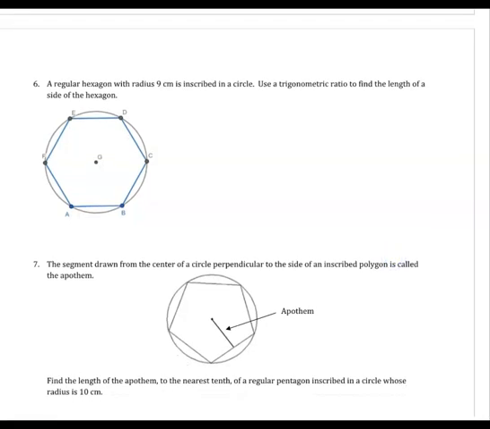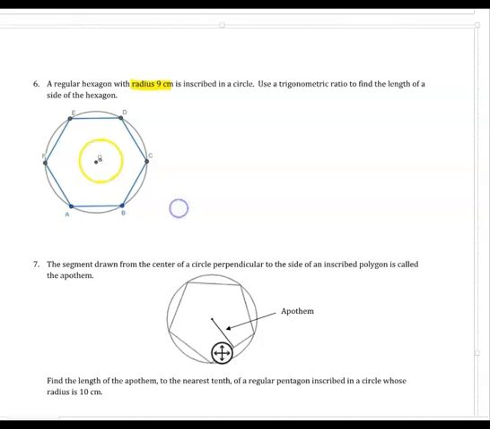A regular hexagon, so 6 sides with a radius of 9 centimeters, is inscribed in a circle. Use a trigonometric ratio to find the length of the side of the hexagon. Okay, so now we're basically just going in the other direction. So, if I draw in some pizza slices here, right, there are basically 6 pizza slices here in this circle with this hexagon, which means each angle is 60 degrees.